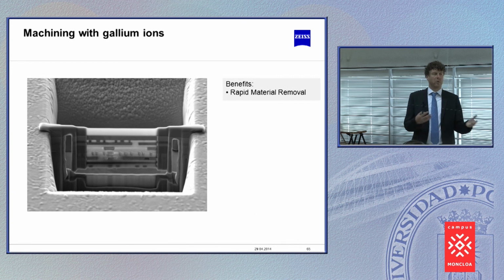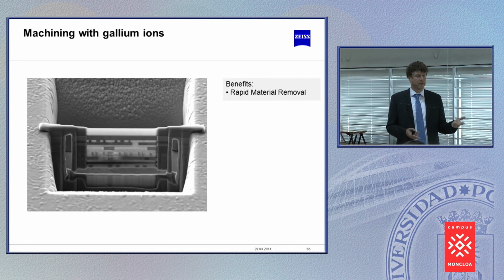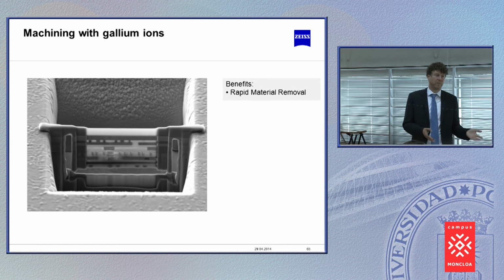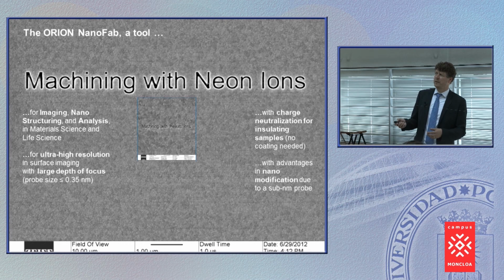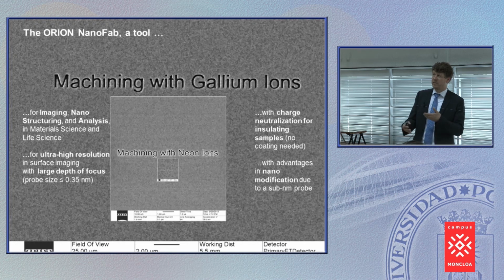Later on you can combine all these three ions and prepare, for example, your TEM lamella inside your helium ion microscope, like this example. And I think now I'm coming to the end. You see again machining with helium ions, with neon ions, and you see the helium ions are here, the same scale bar, and this is gallium.